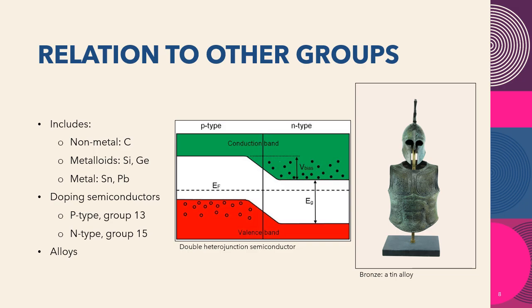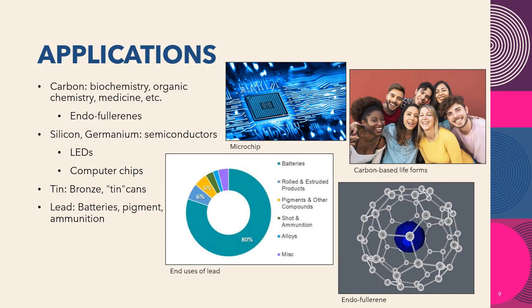As metals, the properties of tin and lead can be combined synergistically with those of other metals in alloys. Beyond the centrality of carbon in all of organic chemistry and biochemistry, a particularly new and unique application of carbon is in endofullerenes. Endofullerenes are spherical carbon constructions with small molecules trapped inside. In medicine, endofullerenes have served as MRI contrast agents, X-ray imaging agents, and as radiopharmaceuticals.